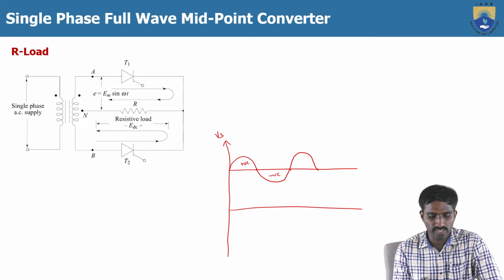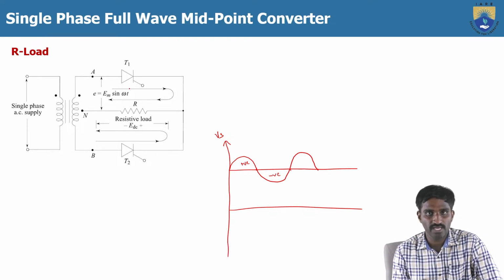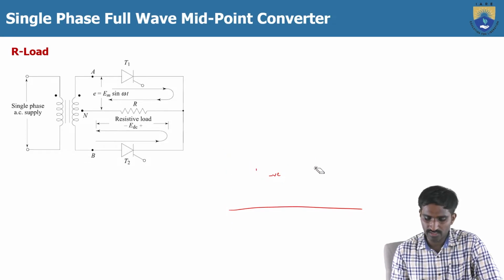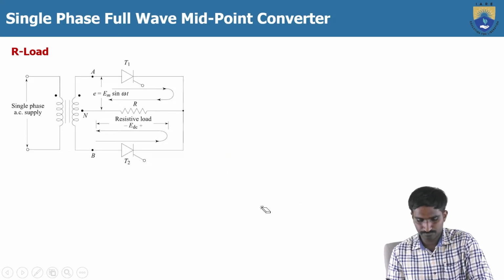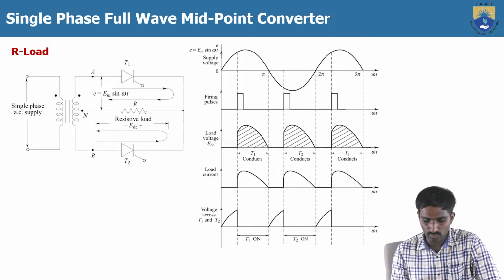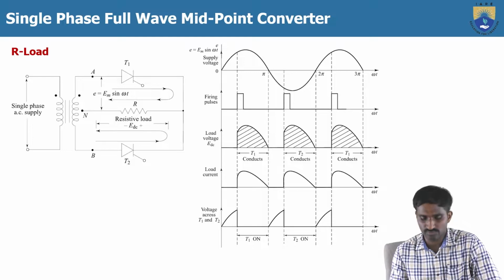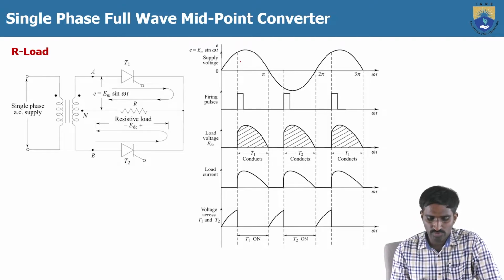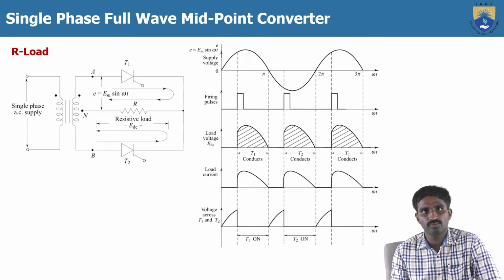Because of the forward biased voltage applied across T1 as well as the gate signal which we are giving to the thyristor, the thyristor T1 will turn on. Let me consider we are giving the gate signal at firing angle alpha. Here you can see the output waveforms, and I will explain how we get them. Initially this is the input supply that we are giving, that is the AC supply, so e is equal to Em sin omega t.